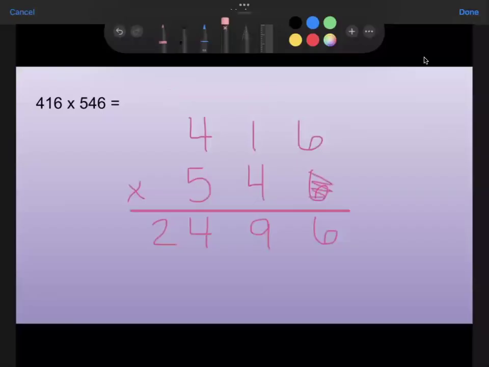I'm going to go ahead and take those away and add a 0. That shows that now I'm multiplying by a number in the tens place. So 4 times 6 is 24, so I'll put a 4 here and a 2 up here.